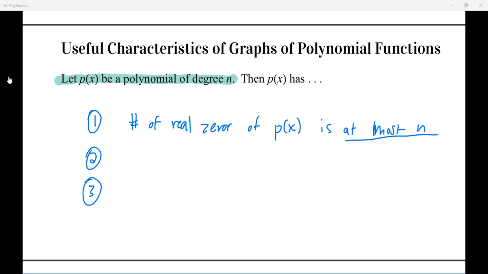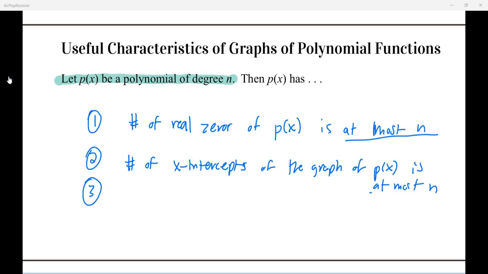And that's really actually synonymous with saying then that the number of x-intercepts of the graph of p of x is going to be at most n as well. Because anytime there's an x-intercept in a graph, that means it actually corresponds to a real zero of the function, right? So sometimes functions can have complex zeros that are imaginary in nature, and you're not going to be able to see that on the graph, right? So always n is the maximum number of real zeros and the maximum number of x-intercepts.